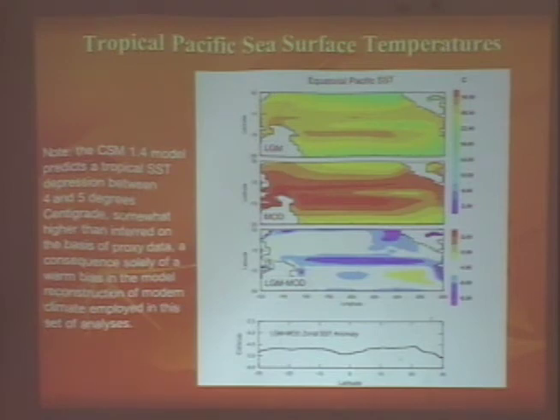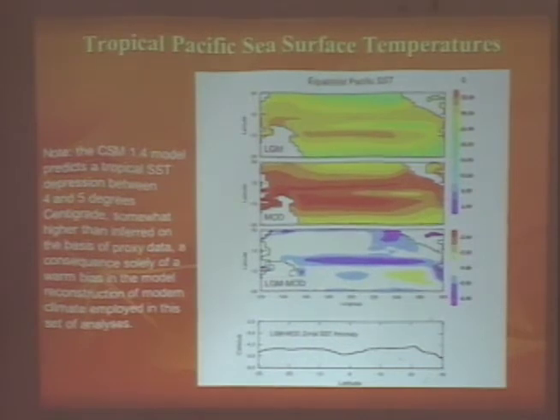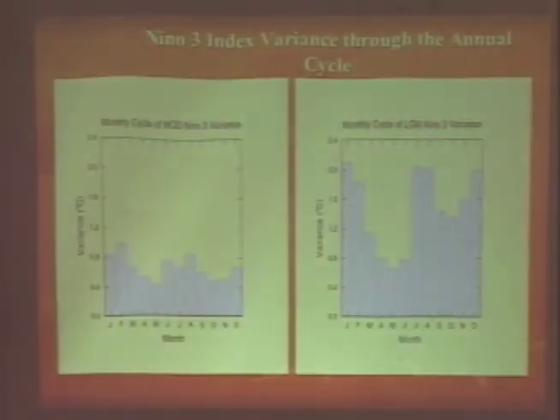So the first thing we can do is investigate what the model has to say about LGM and modern conditions with respect to ENSO. And here there are real issues in the community which I want to bring out by describing what CSM 1.4 says should have happened to ENSO as you flip from the modern climate regime into the LGM regime. You can see here, just looking at the monthly cycle comparing the modern and LGM Niño 3 variance through the annual cycle, that the CSM 1.4 model predicts a dramatic increase in variance in the Niño 3 region under LGM conditions.